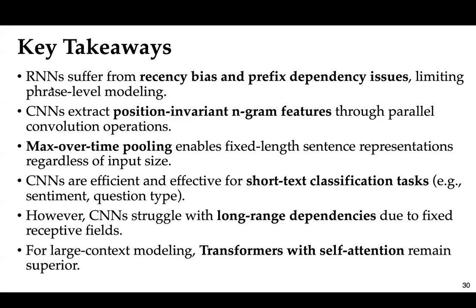What do we have here? RNNs suffer from some problems. CNNs try to solve them. Max pooling over time enables a fixed-length sentence representation. CNNs are efficient for representation. However, they struggle with some problems. And for large context modeling, transformers are kings. Okay? That's it.